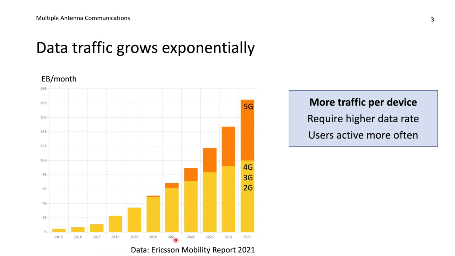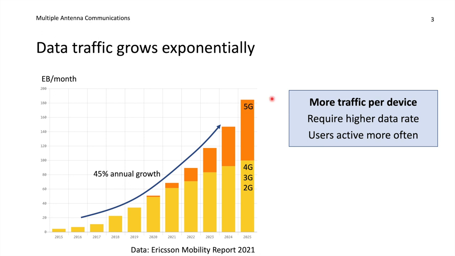So here is some data from the Ericsson Mobility Report, and it's from 2021, so the data from the previous years here is the real one, and you can see how the number of exabytes per month that is transferred in cellular networks all around the world is increasing by around 45% per year. The yellow bars are representing previous technologies, 2G, 3G, 4G, and from 2020, 5G is contributing as well, and 5G will enable the traffic to continue growing like this. And after a while, 5G will contribute to maybe half of the data traffic in the world.